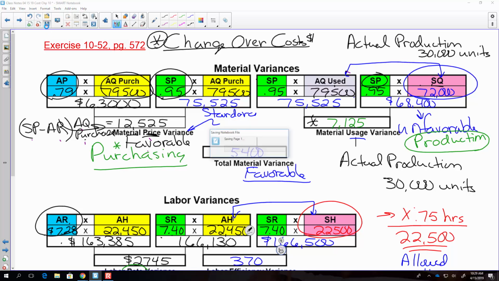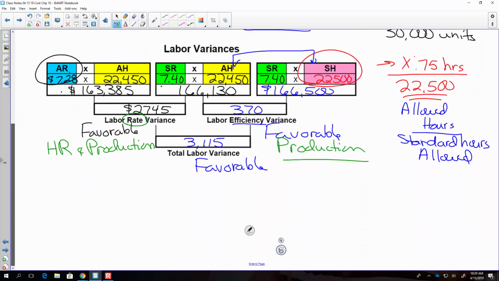Final entry is our labor entry. So here are our numbers. What did we actually pay our employees? So I asked that question. What did I actually pay my employees? The 163,385. 163,385 is what I actually paid my employees. What goes into WIP? What number goes into WIP? 166,500. Very good, Teresa. Yes.